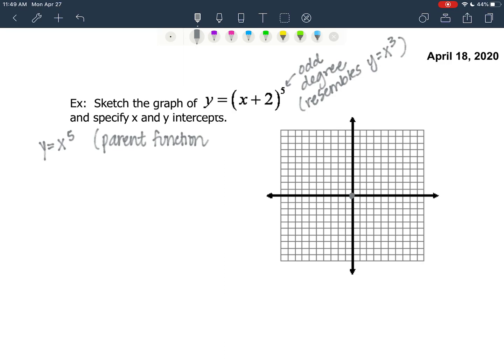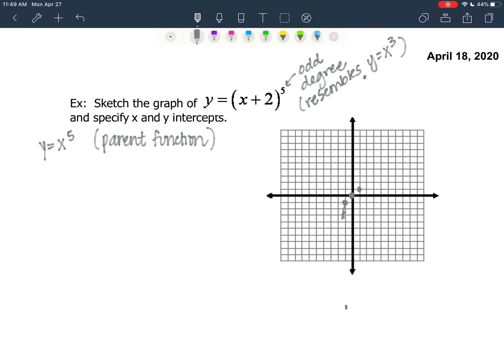We're going to be able to put a 0 in, and we get a 0 out. When we put a 1 in, we get a 1 out. When we put a -1 in, we get a -1 out. And when we put a 2 in, we get 32 out. Holy smokes. And when we put a -2 in, we get a -32 out.